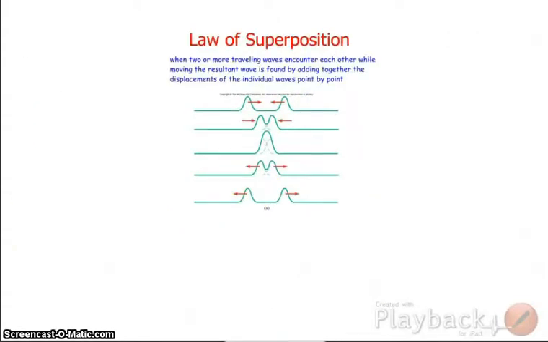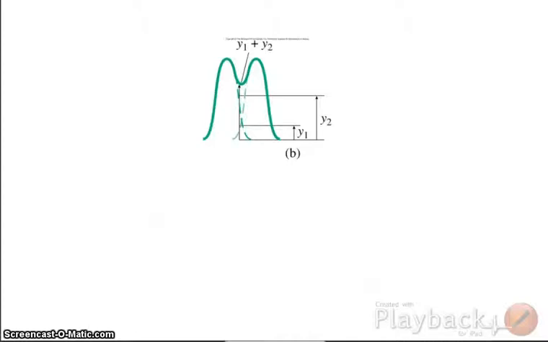That interference deals with the law of superposition. The law of superposition says when two traveling waves encounter each other while moving, a resultant wave is found. Like that standing wave is a resultant wave of those two waves. And they're found and made by adding together the displacements of the individual waves. In other words, at a single point, you have two wave heights, right? So one wave is this high, one wave is this high, and then you add them together.